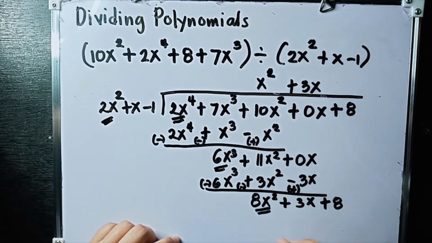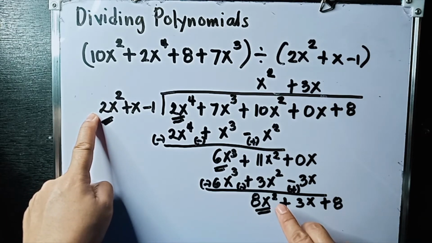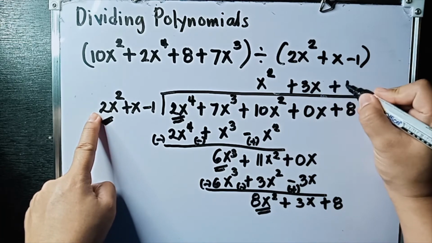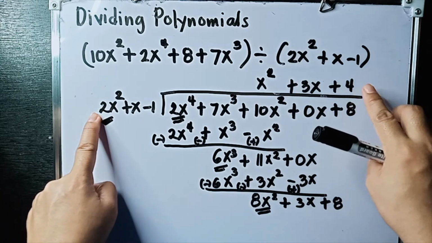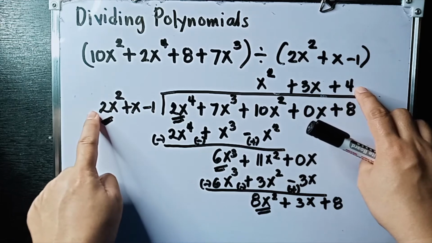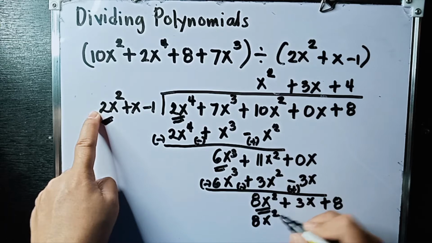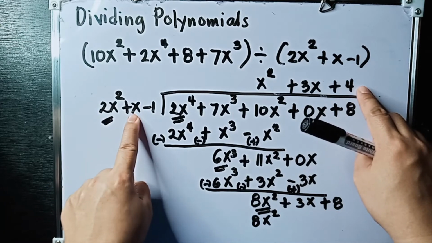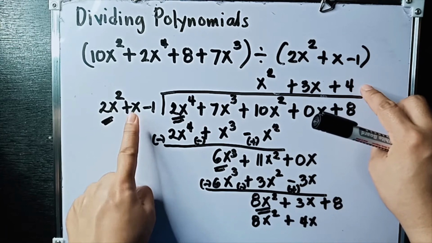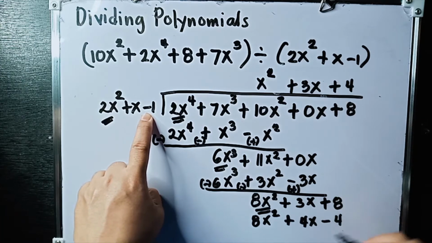We divide this first term by the first term of the divisor. So we have 8x squared divided by 2x squared. We have positive 4. And then this 4 will be multiplied to each term of the divisor. So we have 4 times 2x squared, we have 8x squared. 4 times x, we have 4x. 4 times negative 1, so we have negative 4.